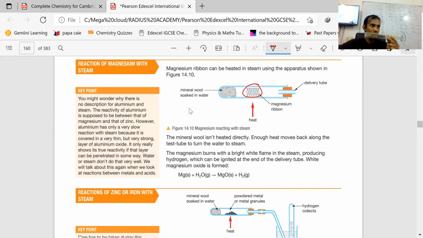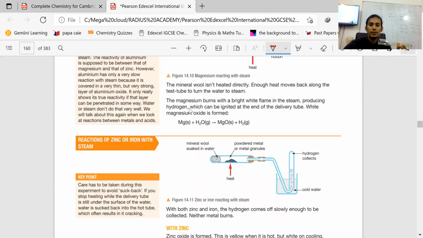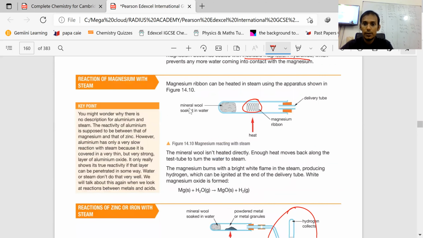You can put a gas syringe here so that you can see hydrogen gas is coming out, right? Or you can collect it over water, so that you can see the bubbles. Or here you can put a gas syringe, so that you can see how the gas is coming out and what the volume of gas is. So a gas syringe, calibrated. So you can find how vigorous the reaction is.